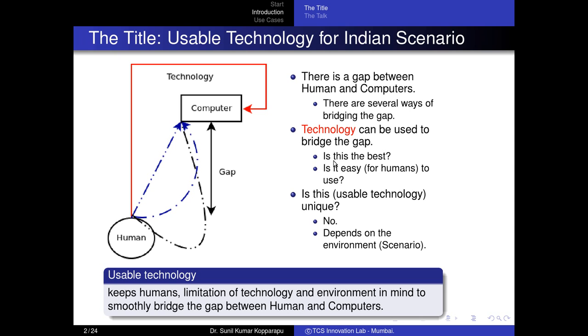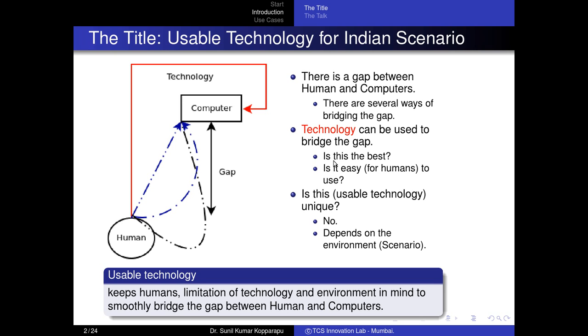On the other hand, a usable technology is one with which the human can interact with the computer with much more ease. For example, the blue lines and the black dotted lines suggest usable technologies. Now the question that one could ask is, is there a unique technology that is usable, that can bridge the gap between a human and a computer? The answer is no.